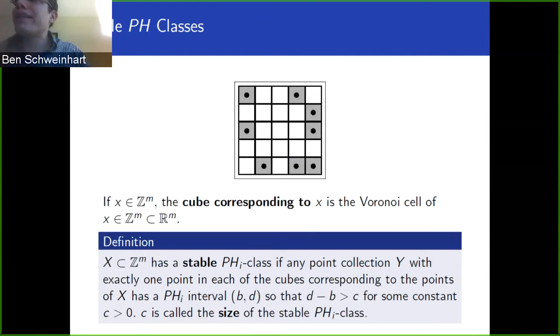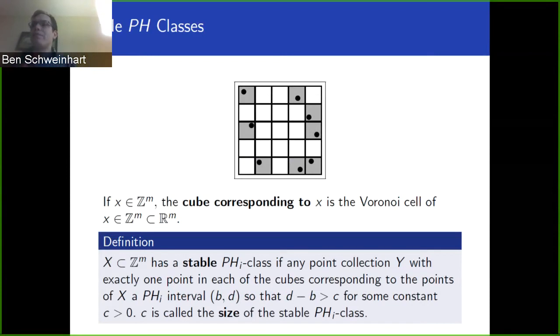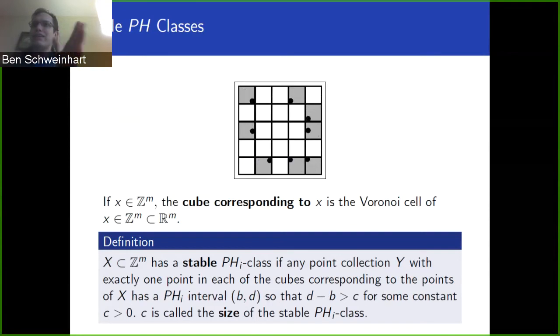So for example, in this figure here, these points have a stable pH1 class. If we take epsilon neighborhoods, if we grow balls around these points, we will get a pH1 class. And in fact, if we perturb the points anywhere in the box, we will get a pH1 class of size bounded away from 0. So here we can just move the points around. It doesn't change the fact that we get a pH1 class. That's what I mean by stable.